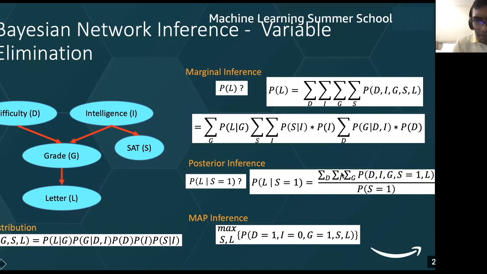And finally, an example of a maximum a posteriori inference, for example, could be where somebody asks you a question that you already trained this graph. Can you tell me what values of the SAT score and the letter will maximize my joint distribution such that the difficulty is 1, intelligence is 0, and the grade is kind of good, right? So these kinds of questions can be very effectively answered using the graph architecture and the joint distribution that we have just learned using the parameter estimation techniques that we described earlier.